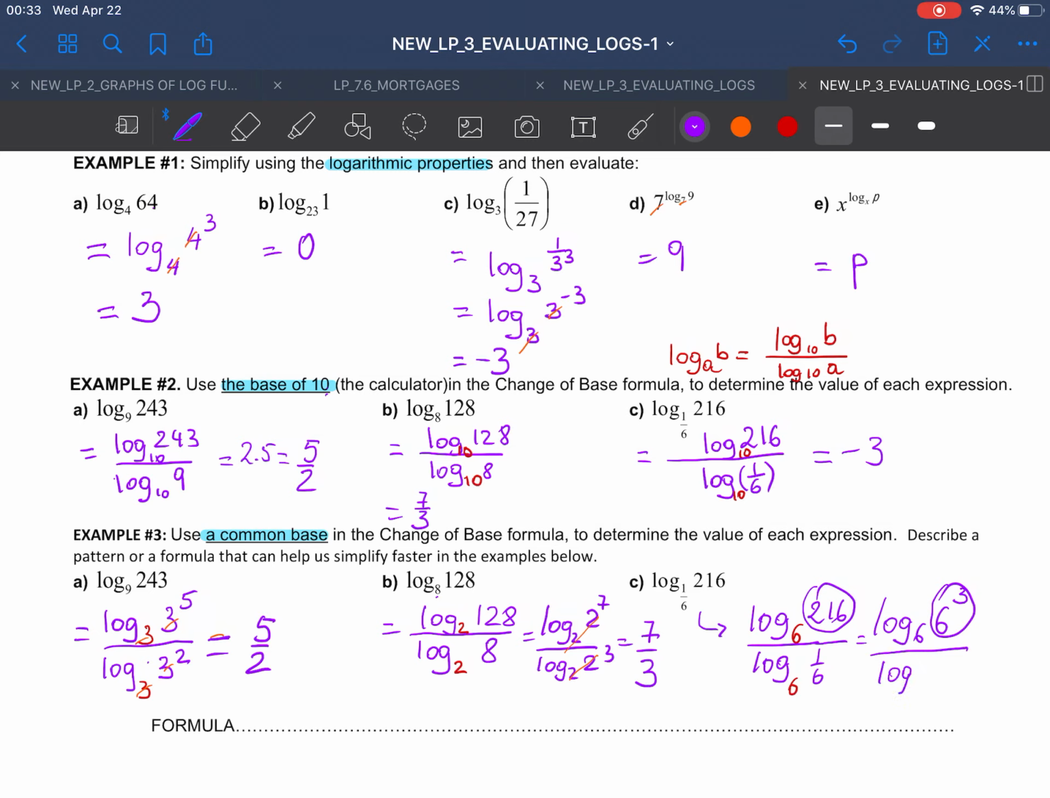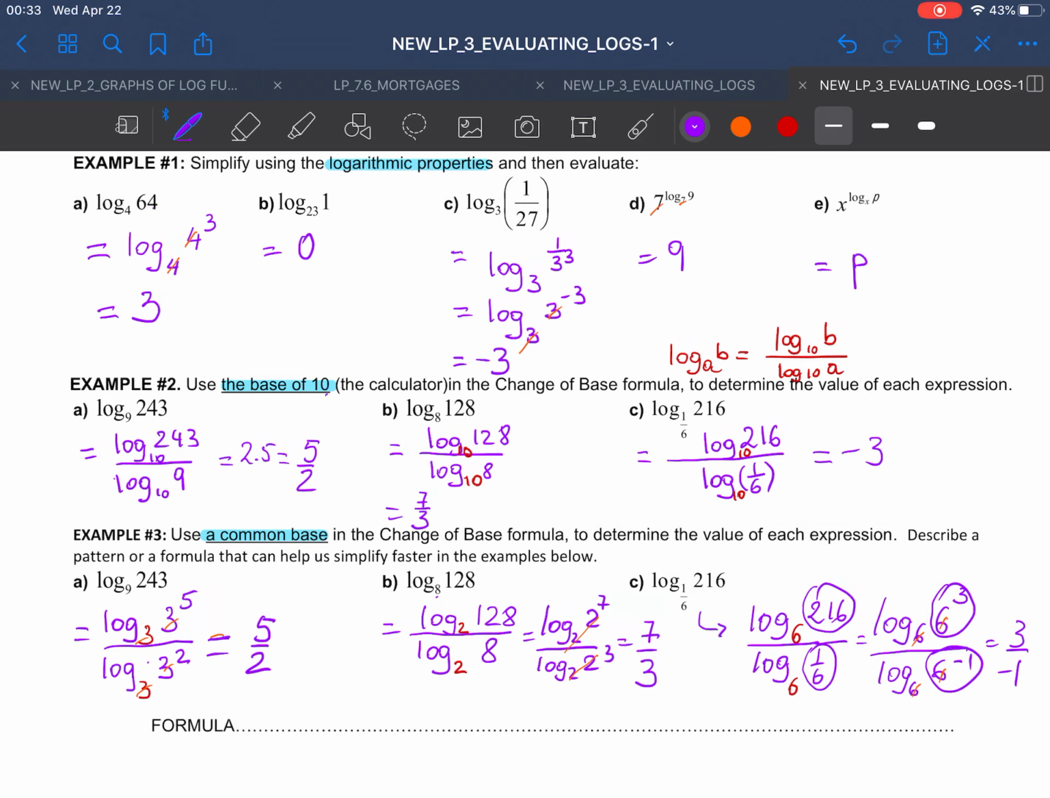Over log with base 6 of 6 to the power negative 1. So that's the 1 over 6 right here. So we have these to simplify, and the answer is 3 over negative 1, or negative 3. So we kind of discovered a pattern in here. I wouldn't call it exactly a formula, but we kind of discovered a pattern here.